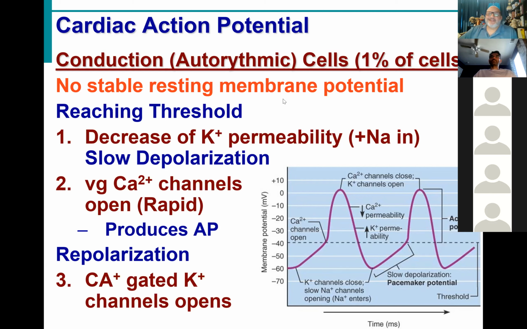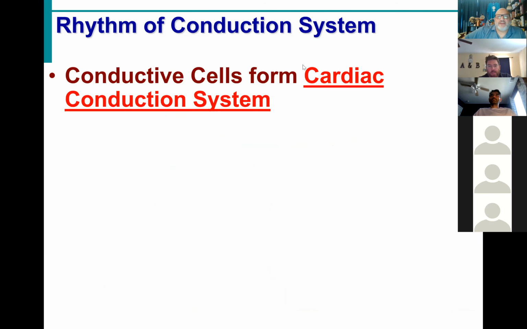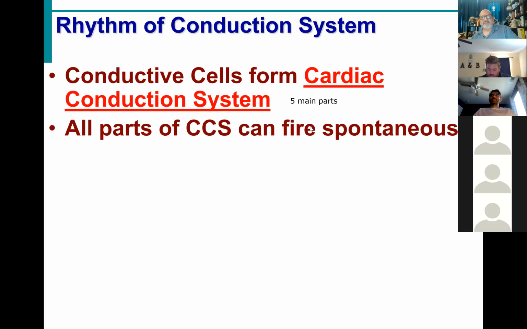Now, these conductive cells sound pretty darn important. Do you think they're just randomly distributed throughout the heart? No. No, of course not. There is a very precise arrangement to how these are aligned in the heart. And as such, not surprisingly, the conductive cells are organized into a structure we call the cardiac conduction system. There are 5 main parts to this cardiac conduction system.